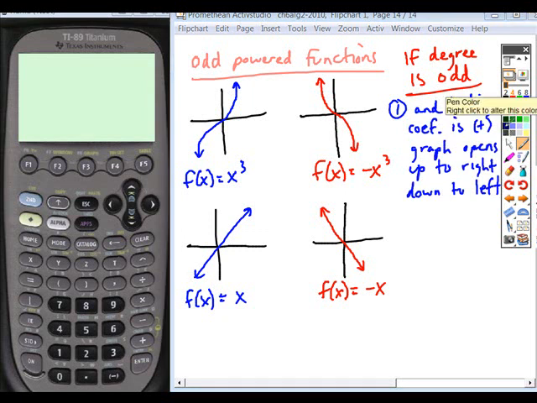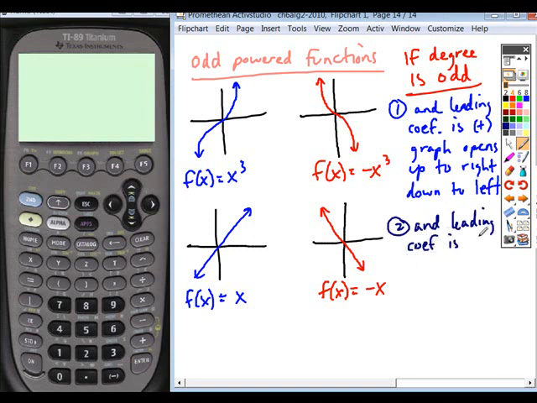Okay. On the other hand, if your degree is odd and your leading coefficient is negative, then the graph is going to open down and to the right and then up to the left.